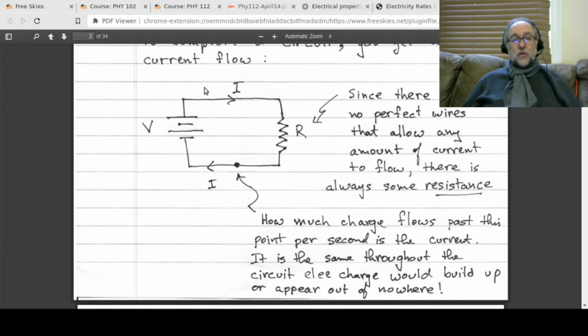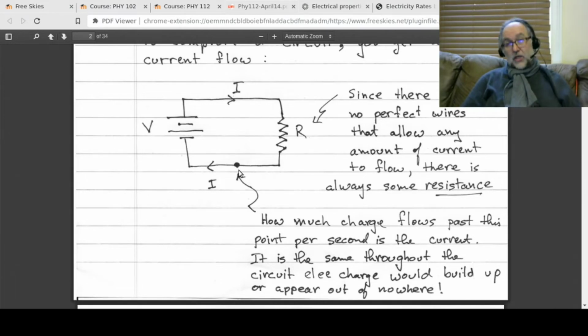So the current throughout this whole circuit is the same, even though you might say, I'm going to measure it right at that point. I'm going to look in there and watch how many little charged particles flow by per second, and I'm going to count them and convert that to coulombs per second, and that's going to be my current in amps.